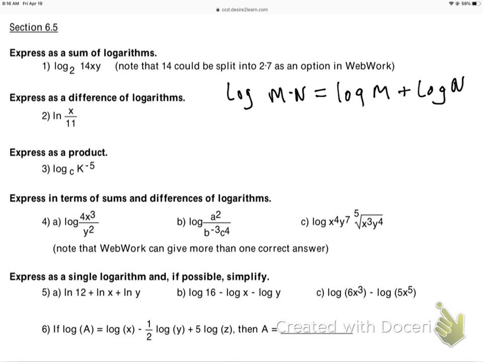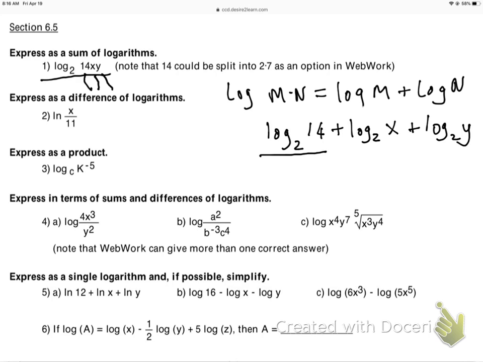Let's just try it out. For this one here, you would have log to base 2 of the 14 plus log to base 2 of the x plus log base 2 of the y, because we have 1, 2, 3 things there in the log, all being multiplied.